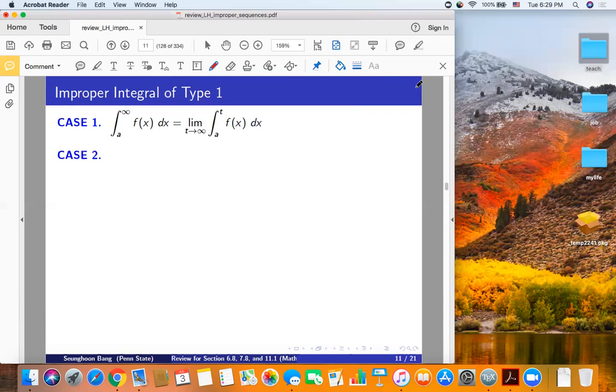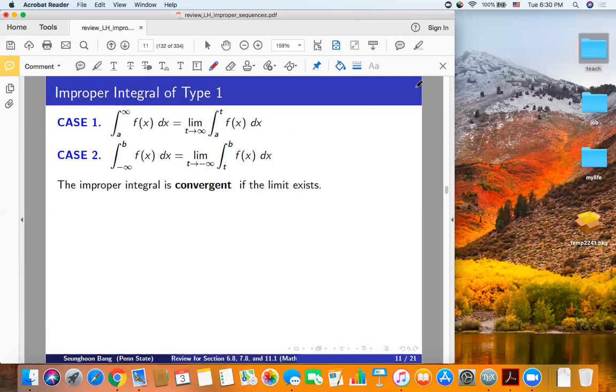The case 2, the integral from negative infinity to b of f of x dx. The same. You can replace minus infinity by t. You can take the limit as t approaches minus infinity of the integral from t to b of f of x dx. The improper integral is convergent. What does it mean? The limit exists. The improper integral is divergent if the limit does not exist.